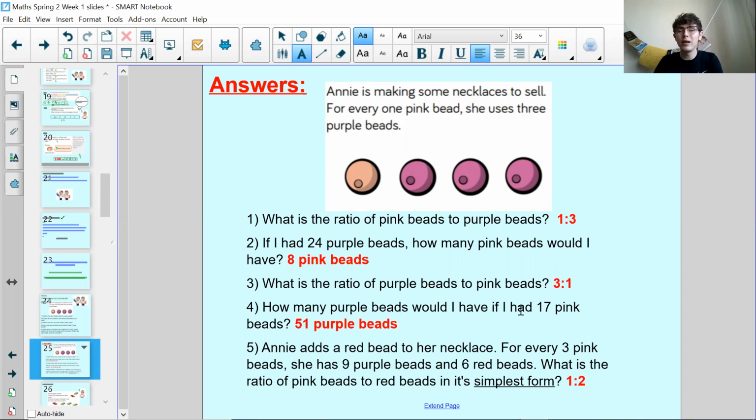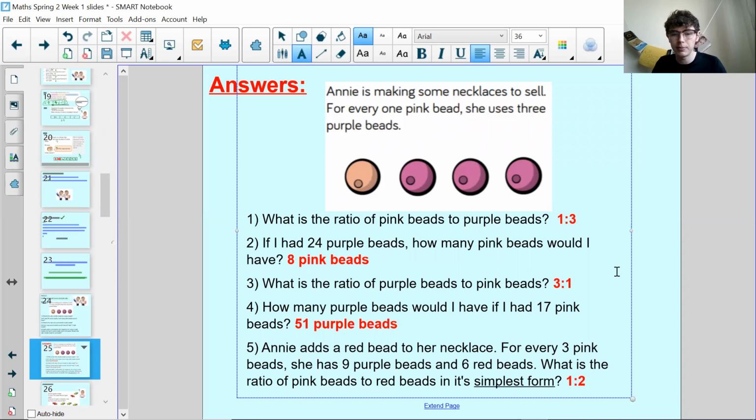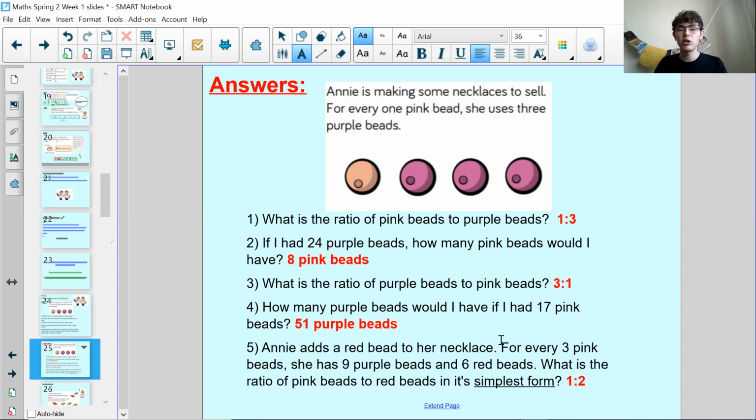Number 2, if I had 24 purple beads, how many pink beads would I have? So it would be 24 divided by our 3, which is 8, so we know that it's 3 times 8. So then we do 1 times 8, which is 8. So it's 8 pink beads, okay? Number 3, what is the ratio of purple beads to pink beads? That is the other way around, it's 3 to 1.